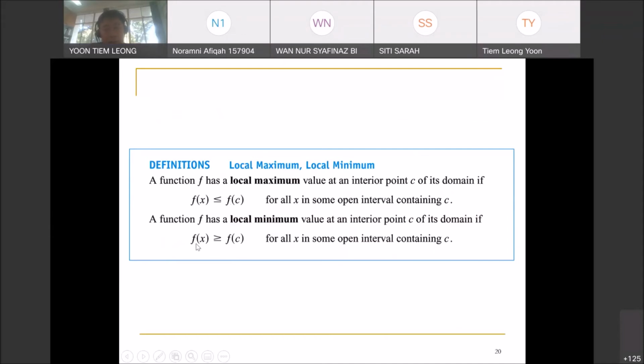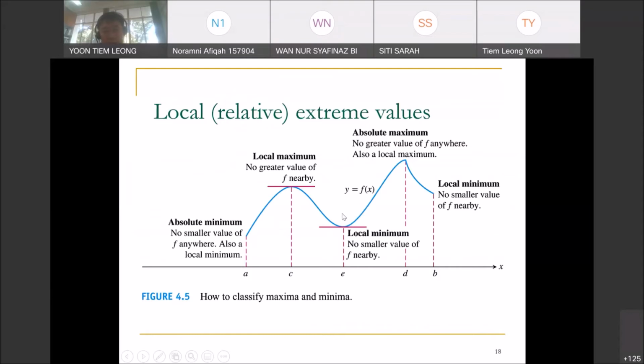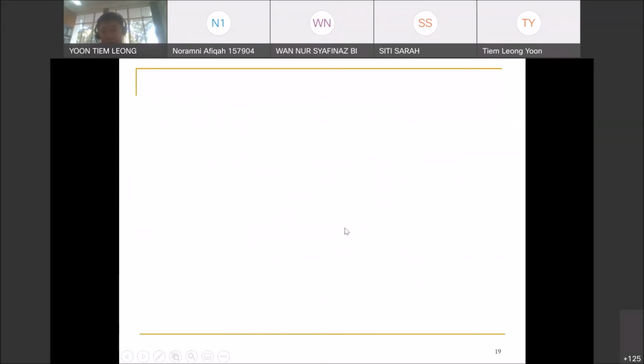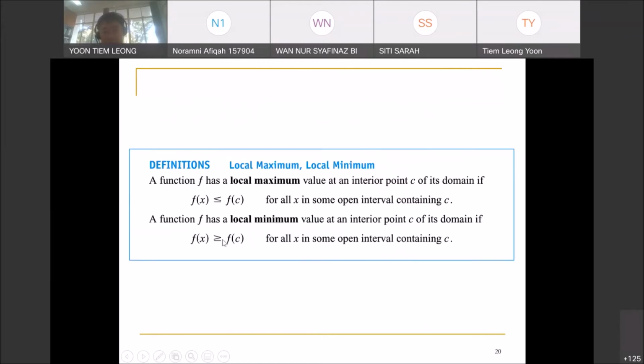And if you have a case where the values of the function around C are always equal or larger than the value at C, such as in situations like this one, where all the values around C, on the left or the right, are always larger than the value of the function at C, then f(C) is called a local minimum.